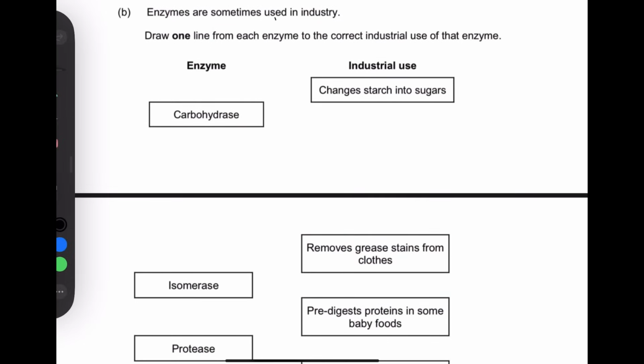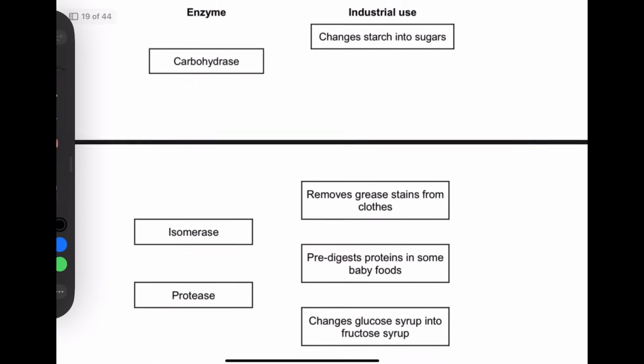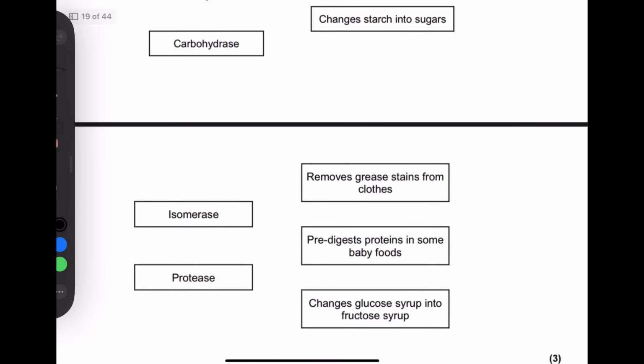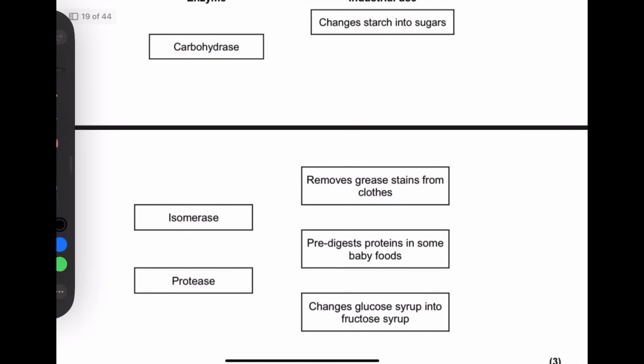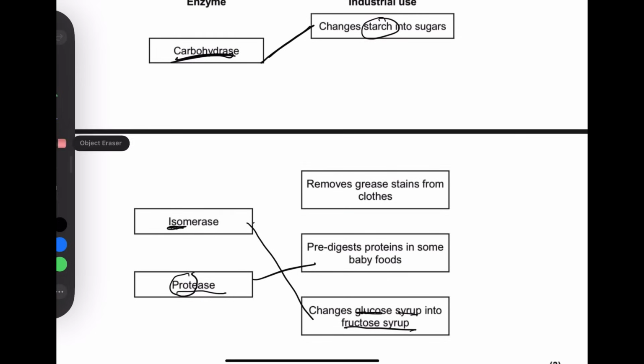So B, enzymes are sometimes used in the industry. Draw one line from each enzyme to the correct industrial use of that enzyme. So carbohydrates, it changes starch into sugar. So you can just see from carbohydrates, starch is a carbohydrate. That's one way that you can find it. Protease, so you can see that it's protein, so it says pre-digest protein in some baby's food. And with iso, this is glucose. So glucose syrup into fructose syrup. You can kind of do it, so how I did it was that I did the ones I know, and then you kind of just see between these two. Isomerase, as soon as you see ase, you know that it's an enzyme.